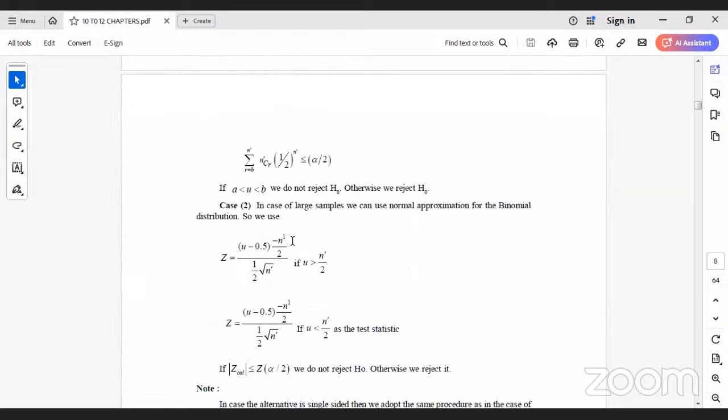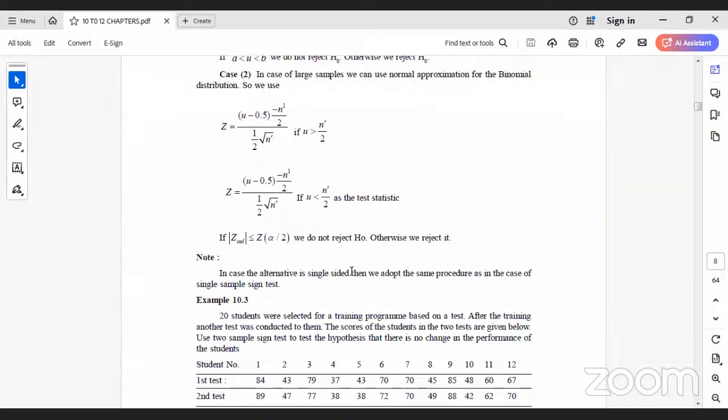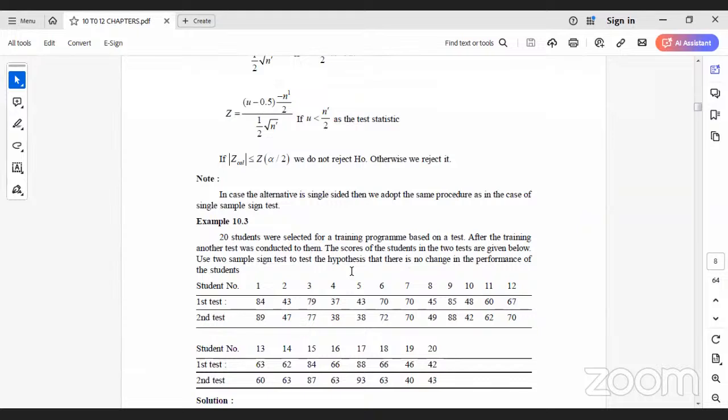For large samples, the condition is z is equal to u minus 0.5 minus n dash by 2, divided by the square root of n dash by 4, where we add 0.5 if u is less than n dash by 2 and subtract 0.5 if u is greater than n dash by 2, with the test statistic. If the modulus of z calculated is less than or equal to z alpha by 2, we do not reject H0. Otherwise, we reject it. One problem we have to do here: 20 students were selected.